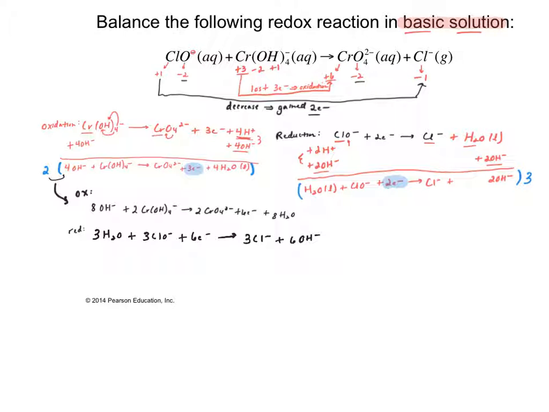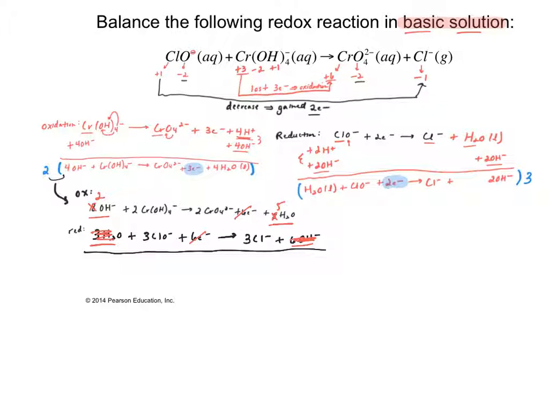Alright, so then we're ready to combine these. If we add them together, we're going to get a bunch of stuff that cancels. Number 1, the electrons will cancel, since we have 6 and 6. Those will go away. We have 3 waters as a reactant and 8 as a product, so these 3 will be gone, and we'll be left with 5. We also have a bunch of OH minuses: 6 over here and 8 over here. These will be gone, and we'll be left with 2. And I think that's it.